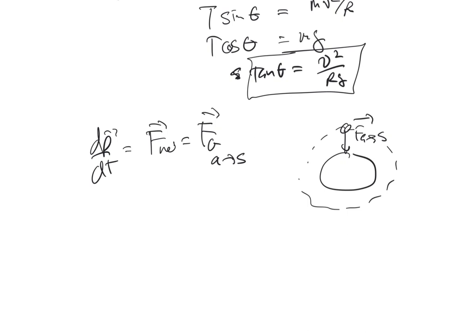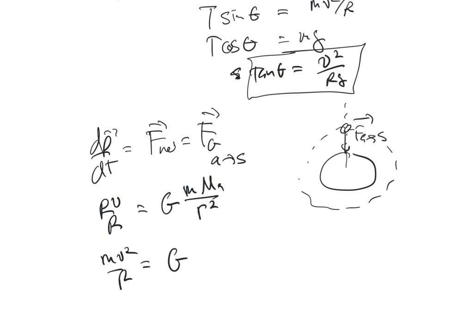Let's take the component of the force pointing toward the asteroid. So dp/dt, it's still going to be pv over r, pointing toward the asteroid, and there's a force pointing toward the asteroid in the same direction. So this has to be G times the mass of the spacecraft times the mass of the asteroid divided by the radius of the orbit squared. And I can put in the momentum here. I get mv squared over r. I get G m asteroid over r squared.